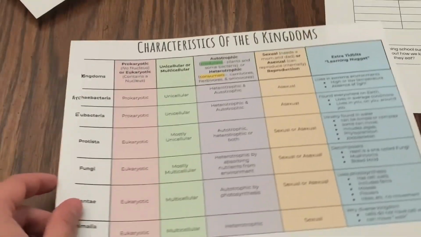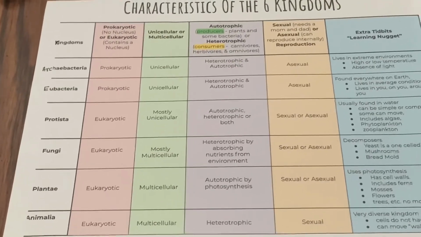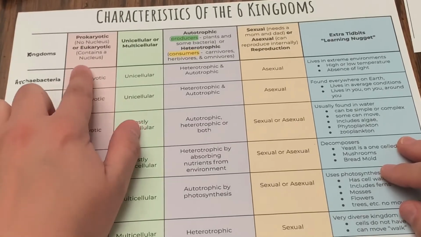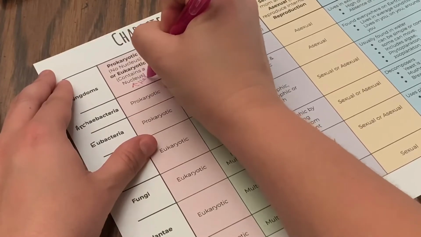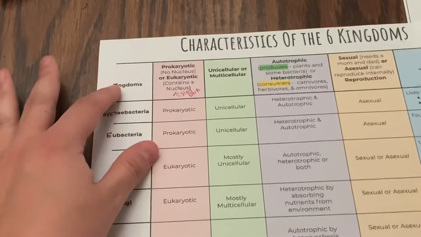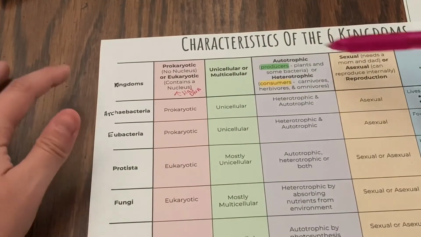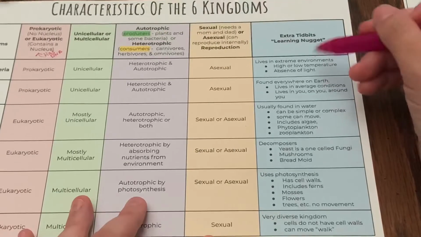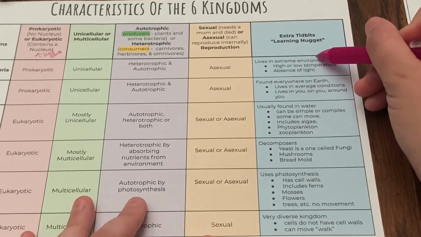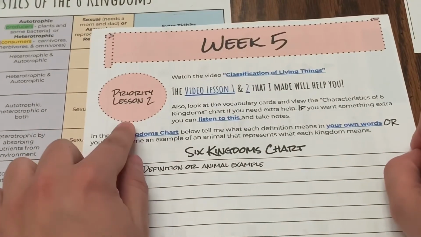And so the characteristics, I'm going to bring this up real fast, the last thing you're going to see. So the characteristics of the 6 kingdoms: the nucleus, guys, is what contains DNA, okay? So the nucleus has DNA. No nucleus means that there is no DNA. Nucleus means it has DNA. I went over all these vocab words in video lesson 1. This part right here, extra tidbits, learning nuggets, is what you're going to apply whenever you do the priority lesson 2 worksheet.